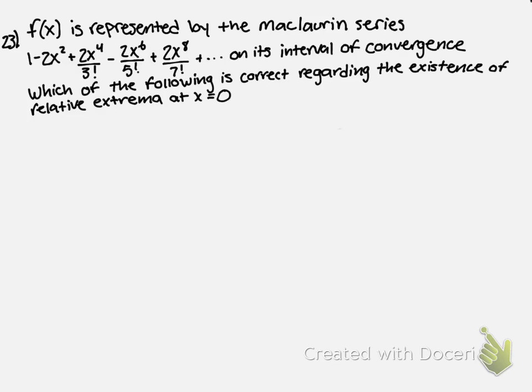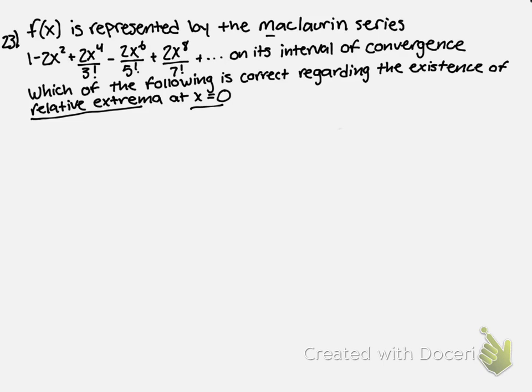Today we're going to be looking at problem 23 of our BC calculus midterm. So we have f of x as represented by the Maclaurin series 1 minus 2x squared plus 2x to the fourth over 3 factorial minus 2x to the 6th over 5 factorial plus 2x to the 8th over 7 factorial on its interval of convergence. Which of the following is correct regarding the existence of a relative extrema at x equals 0?